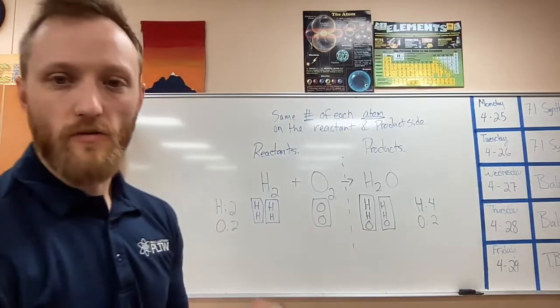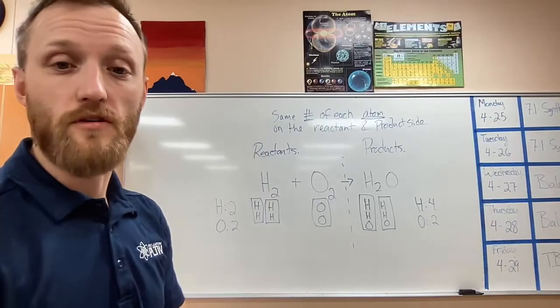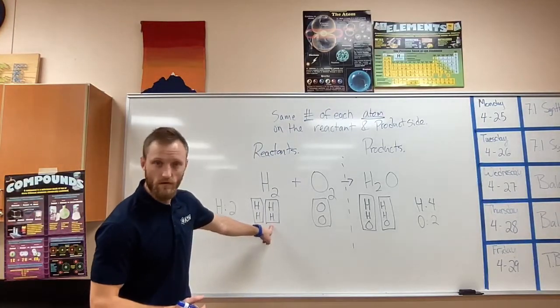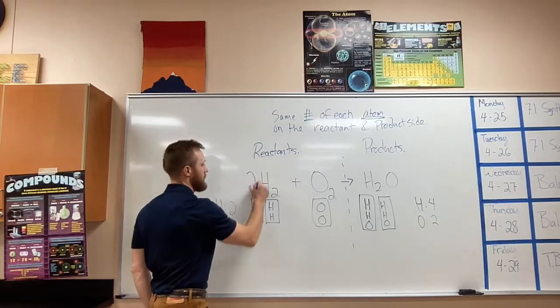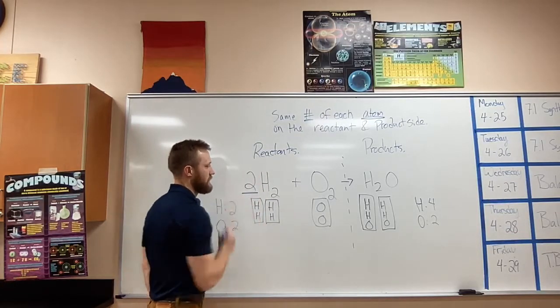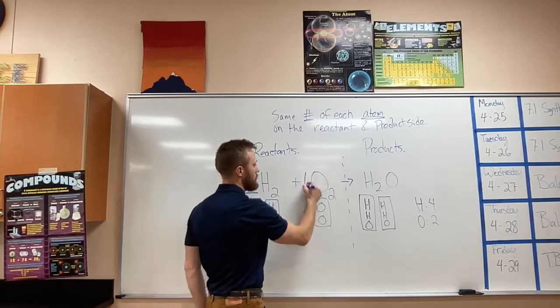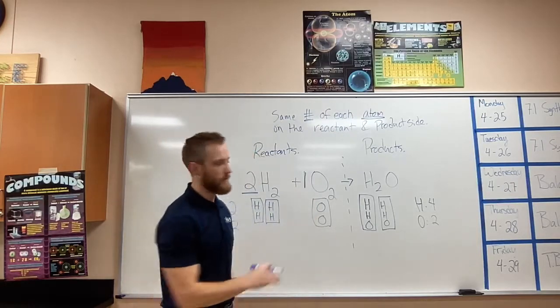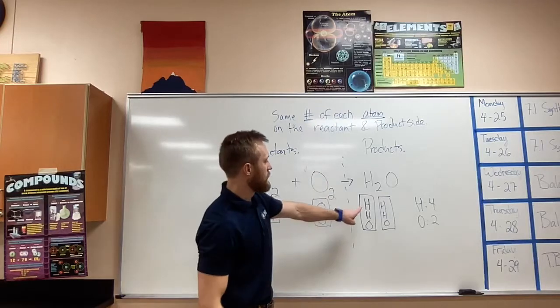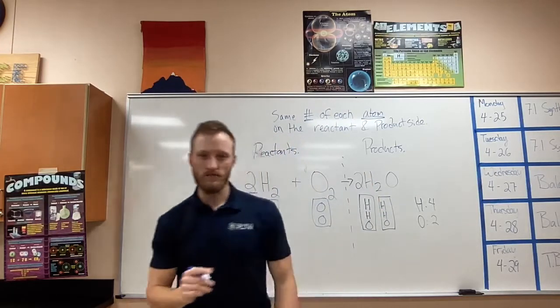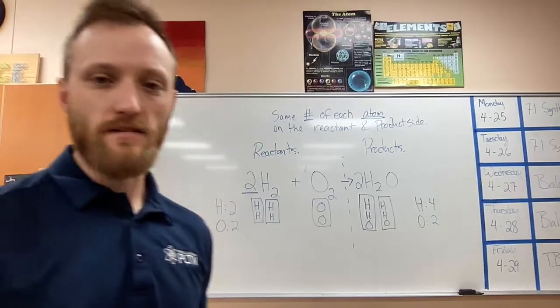Okay, now how do we add these coefficients? We just simply count the number of boxes that we have. So I have 1, 2 of my hydrogen gas boxes. There's my coefficient. I have 1 oxygen box, which we could put a 1 there. You don't really have to. Okay, and then finally over here I have 1, 2 water boxes. Okay. All right, so that's kind of the basics.